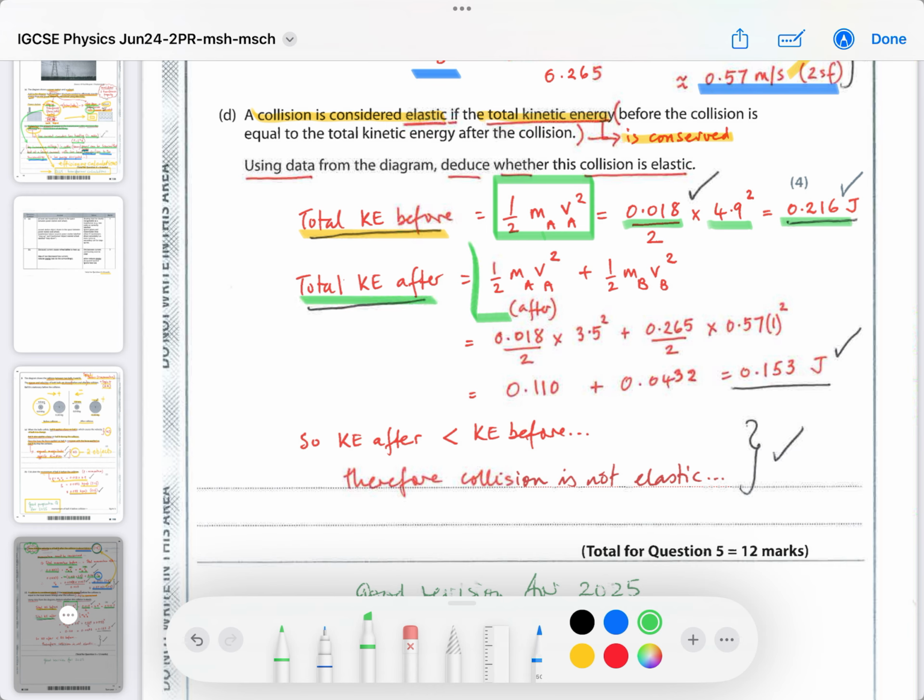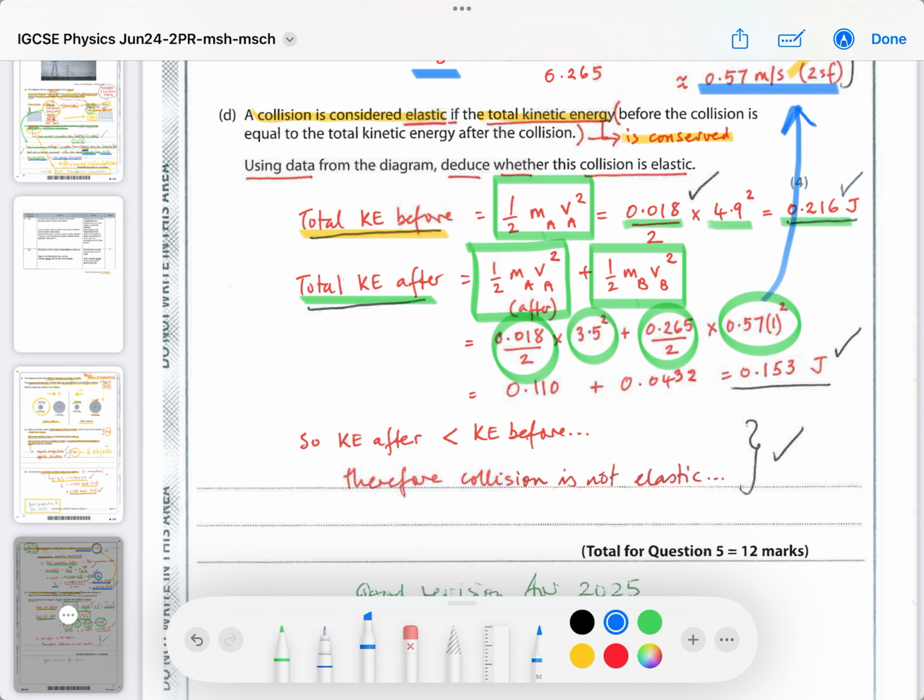So this time you've got two objects moving, and this time the direction doesn't matter because kinetic energy is not a vector, it's a scalar. So the A and the B kinetic energies need to be added up again. Half the mass times the final speed squared for A, and then half the mass times the final speed squared for B, which we did in the previous part.